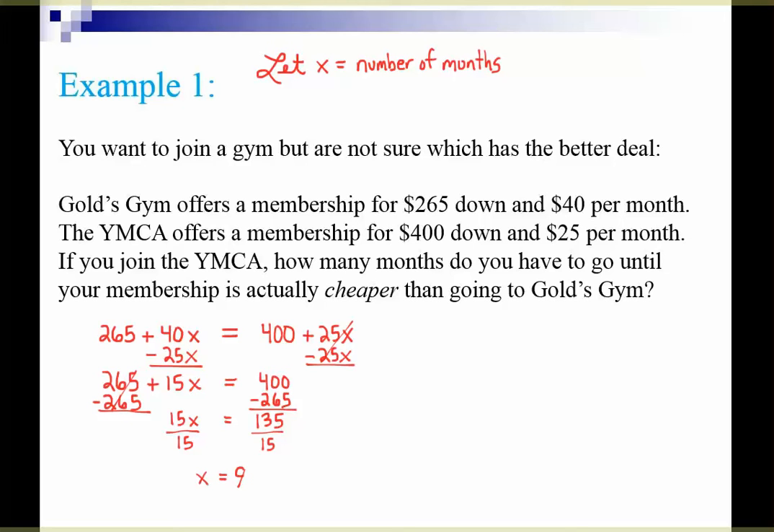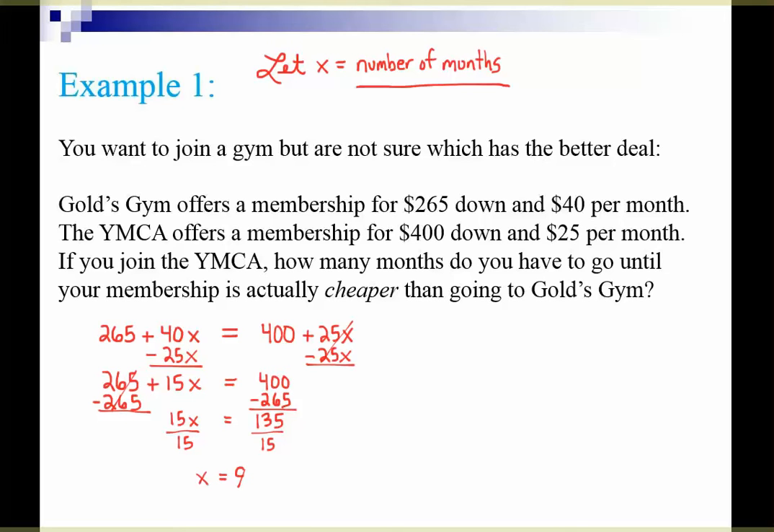What does that mean? Okay, so you got x equals 9. Well, what does that x represent? That's why it's always good to have the statement at the very beginning. Remember, x represents the number of months. So you're going to go to the gym for 9 months, and that's the point at which the YMCA will cost the same amount as going to Gold's Gym.